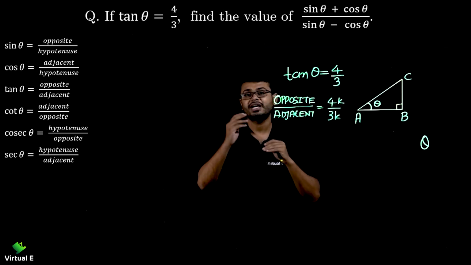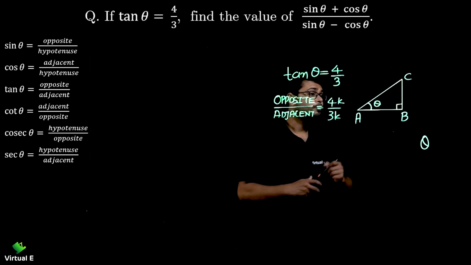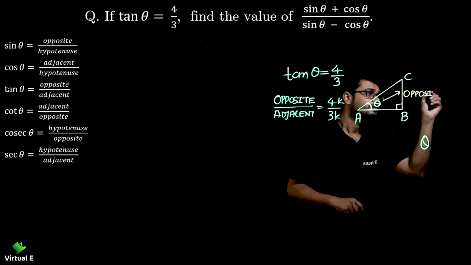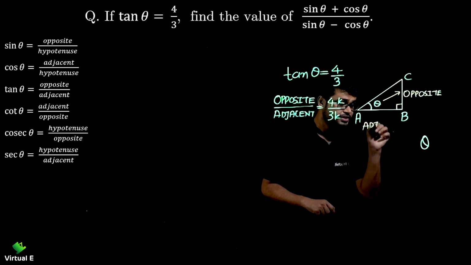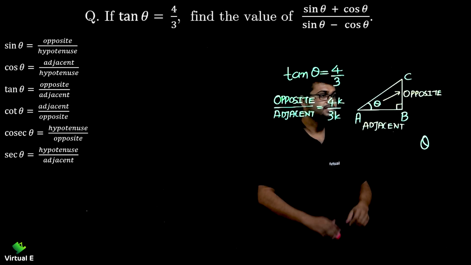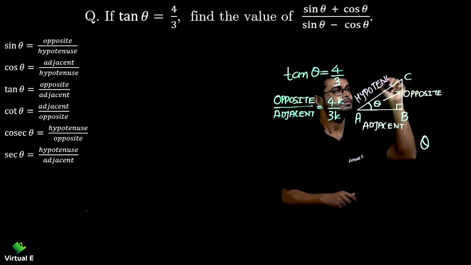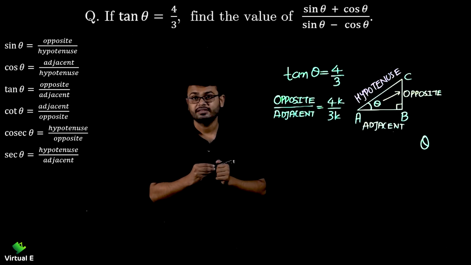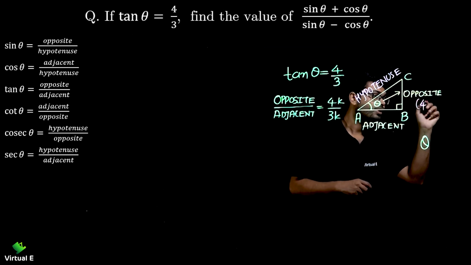So we can see the opposite side and adjacent side. First of all, we need to get the opposite side. The opposite side to theta is this one, so I can write opposite. Then the adjacent, which is this one, so this is adjacent. And what's missing? Yes, hypotenuse. So hypotenuse, adjacent and opposite, three sides are done. Opposite is given as 4k, so let's write the value, 4k here.